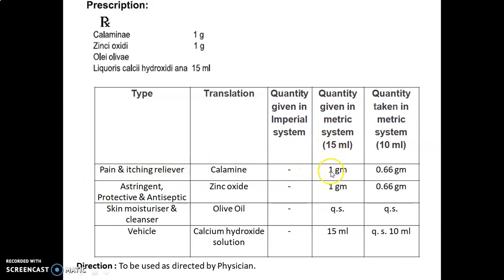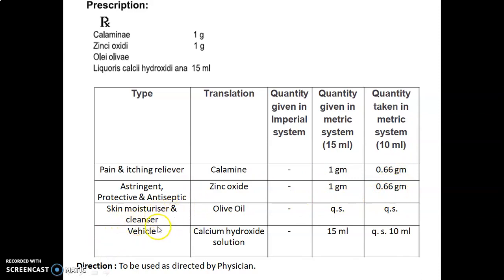The quantity given in the metric system is 1 gram. With the help of the factor, we can calculate the quantity to be taken to prepare 10 ml, that is 0.66 gram. Second, zinc oxide, used as astringent, protective and antiseptic. Quantity given in the metric system is 1 gram. So quantity required to prepare 10 ml is 0.66 gram.